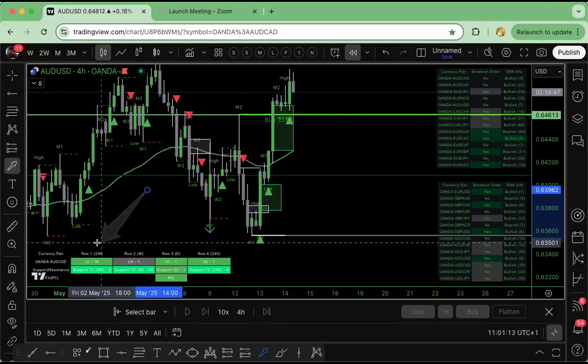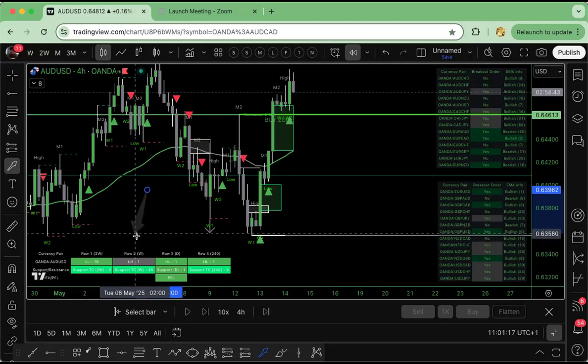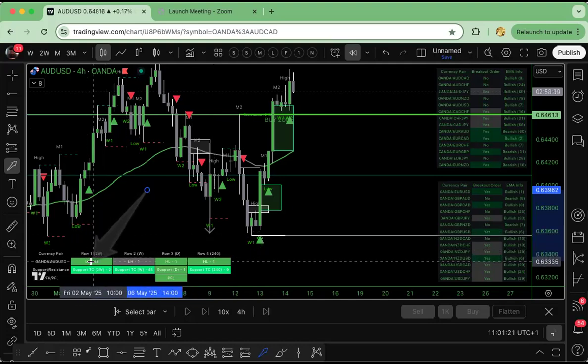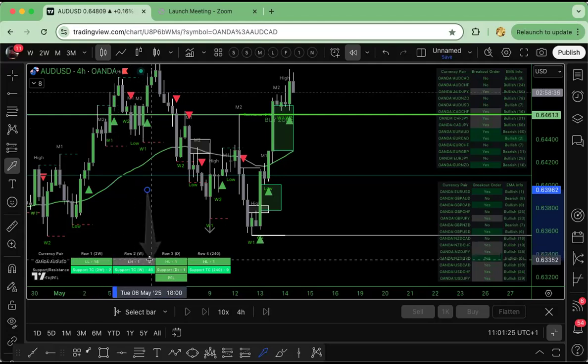And what this is doing here is it shows me when highs and lows are formed on the 2 week chart, on the weekly chart, the daily chart, and the 4 hour chart, and when support and resistance is doing the same on those same time frames.